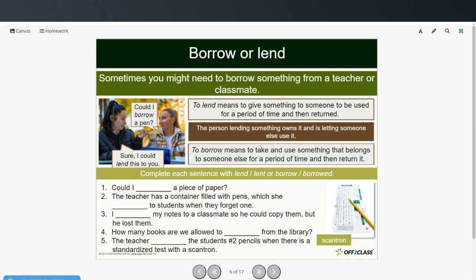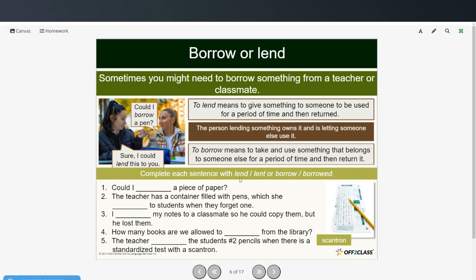So now you're going to complete each sentence with either lend or lent. Lent is the past tense of lend, or borrow or borrowed. And this is what's known as a scantron. It's a way that tests, I'm not sure if tests are still done this way, but students would mark their answers on this card, and then the card is sent through a computer reader to grade the exams.